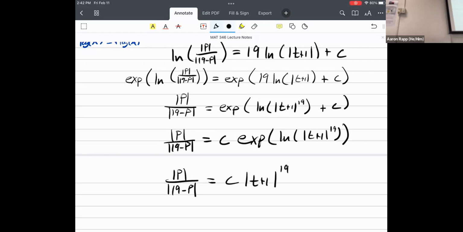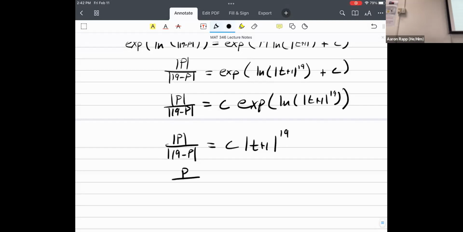In the denominator, I would have a 19 minus p. Is it possible that my population can get above 19 fish? Yeah, it's possible, right? Which means that the denominator can either be positive or negative. But I can account for that by incorporating that positive or negative into what? The constant c. It's a nice little black hole that gets to absorb all these other constants.